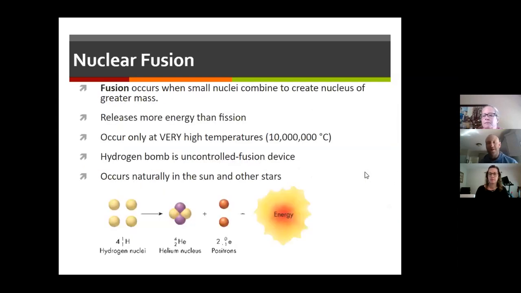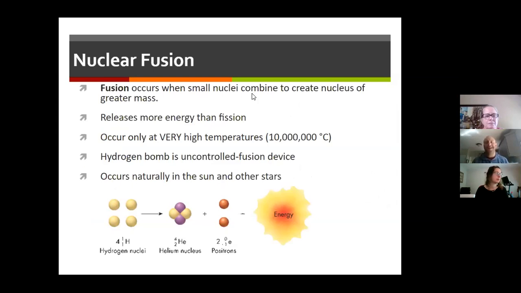And to wrap it all up, the last little slide here is on a process called nuclear fusion. You have to kind of think about when you fuse things together, you're taking two pieces or two parts and you're combining them into one. In the case of fusion, we're taking two small nuclei and we're going to put them together or combine them to create a nucleus of greater mass.